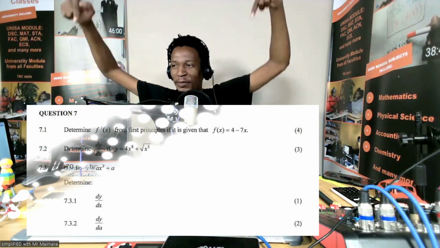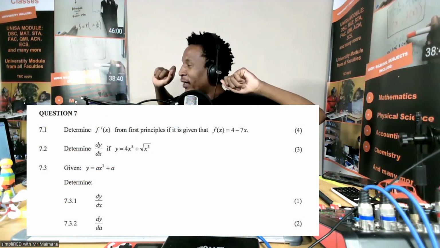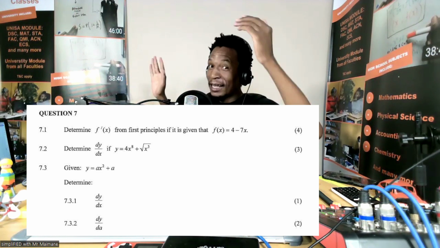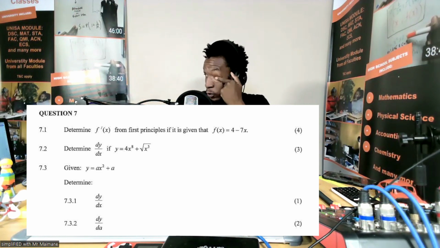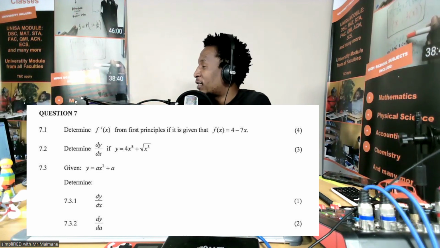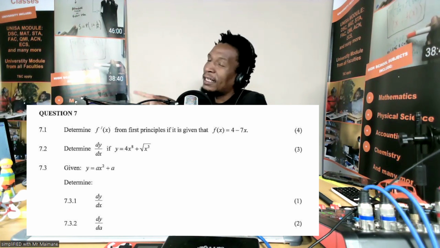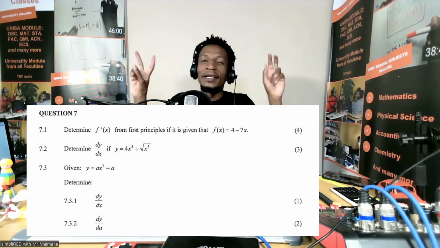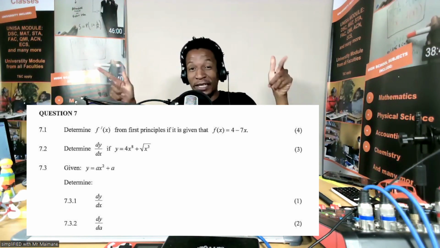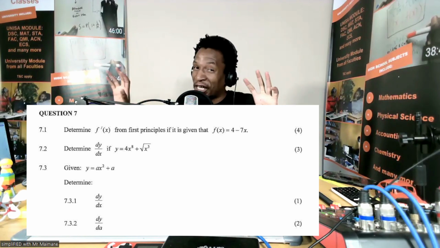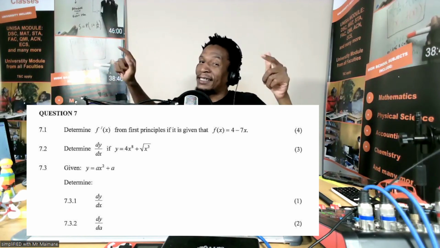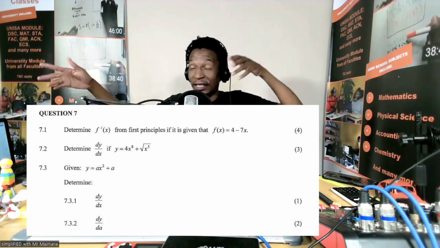I'm not sure if it's going to fit here, but this one. On my side, obviously I see it from here. So it's question 7.1, we have to determine f prime x from the first principles if it is given that f of x is that. So first principle, that's the keyword. We don't just differentiate, because f prime x, that's what differentiation is.